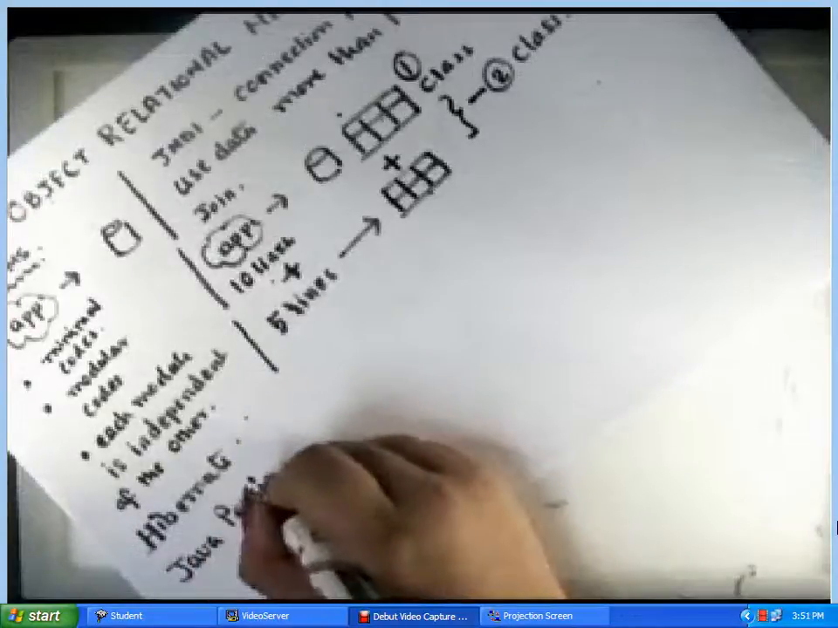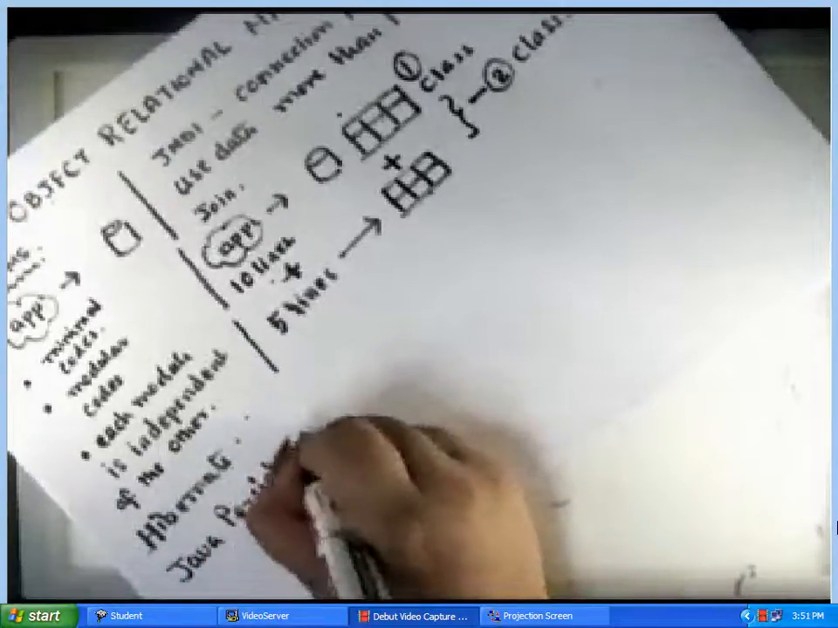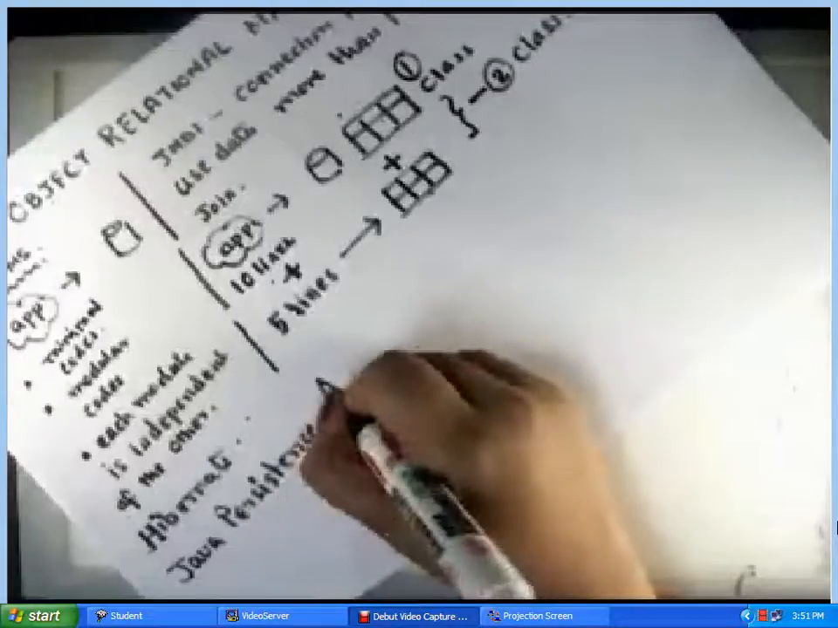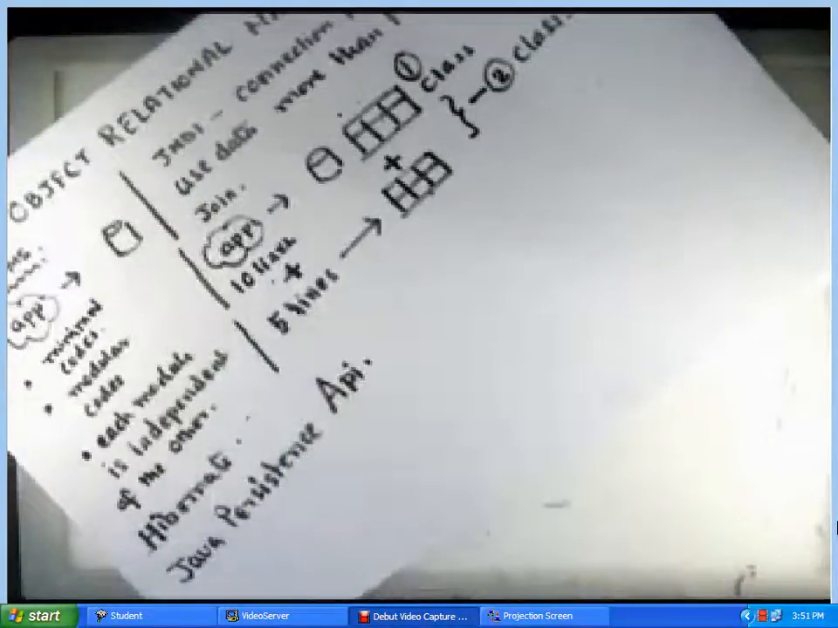Persistence API, which will help us, what should I say, connect to the tables, and using the ORM feature it will help us achieve the insert, update, delete operations in an efficient way.